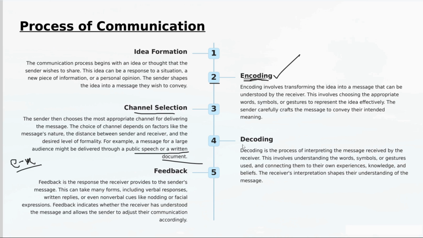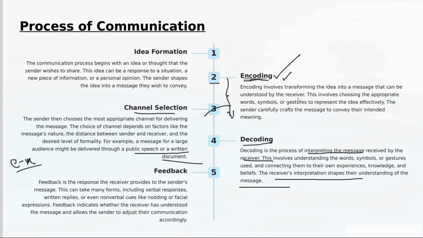Right? Then the fourth thing we have is decoding. You have perfectly encoded the message and you have sent it through a good channel and everything is done. But the person receiving must also know whether it is perfectly being decoded or not, right? So the process of interpreting or decoding the message is done by the receiver. Now we have certain word symbols or gestures that were used during encoding that must be known to the person receiving it. The receiver's interpretation shapes the understanding of the message.